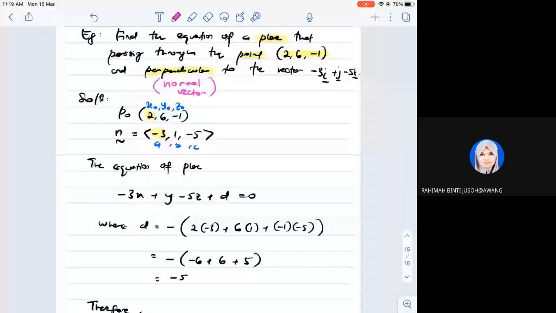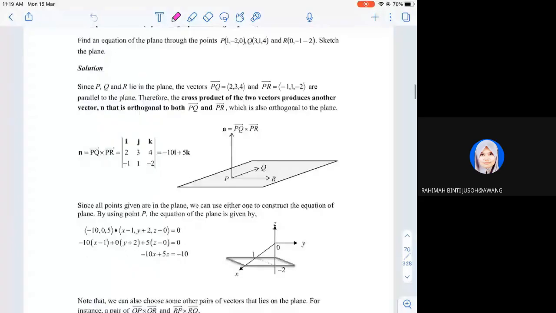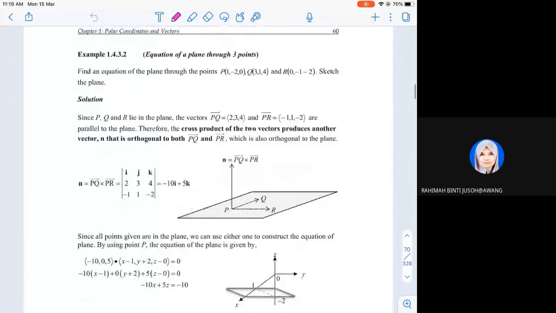So next, if you are given 3 points, we need to find the parallel vector first. And then after we get V1 and V2, we have to cross product. And then we need to find a point so that we can form the equation of the plane. But you can decide, if you are given 3 points, it's up to you which one you declare as your P naught.